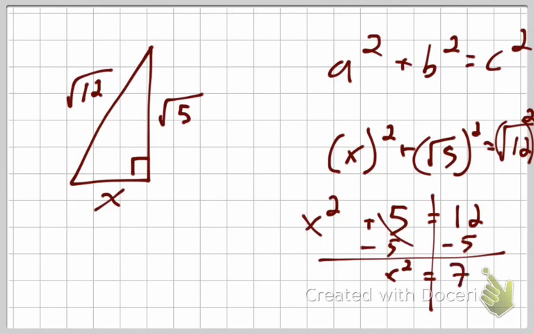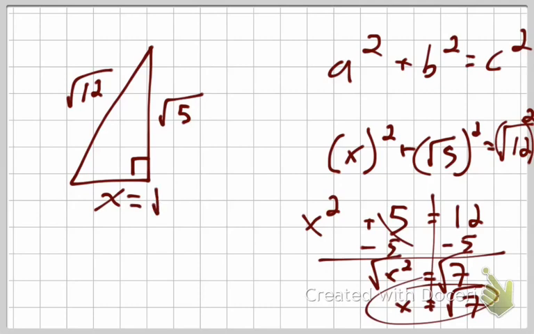How do I get rid of the x squared? X squared is not happy because he's not alone. He's being squared. Oh, I square root him. Square root the 7. That leaves me with x equals, ooh, square root of 7. And we're done. You would say that the actual answer is the square root of 7.